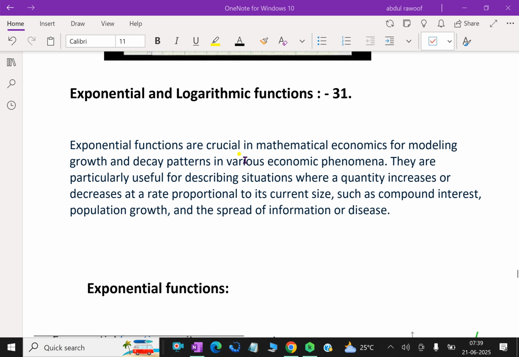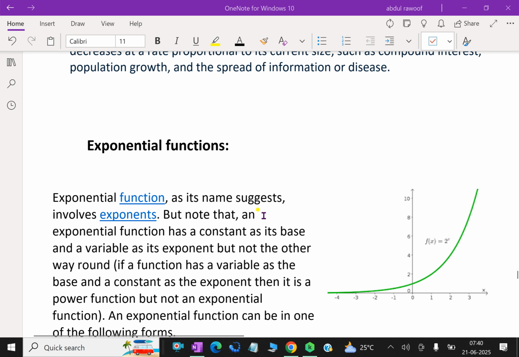Exponential functions are crucial in mathematical economics for modeling growth and decay patterns in various economic phenomena. They are particularly useful for describing situations where a quantity increases or decreases at a rate proportional to its current size, such as compound interest, population growth, and the spread of information or diseases. Now, what are exponential functions?